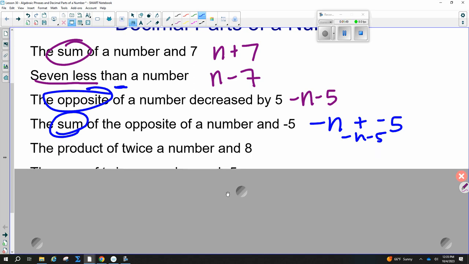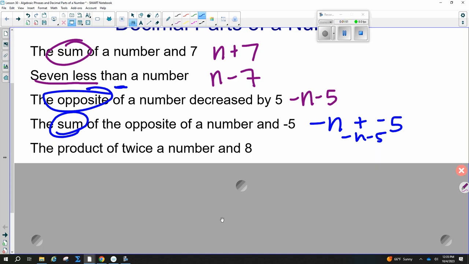Okay? All right. The product of twice a number and 8. Someone who hasn't participated want to give me a guess, Kira? Close. What does product mean, everyone? Yeah, so it's kind of weird, but product means multiply. So the product of twice a number and 8, we're actually multiplying those together, okay?